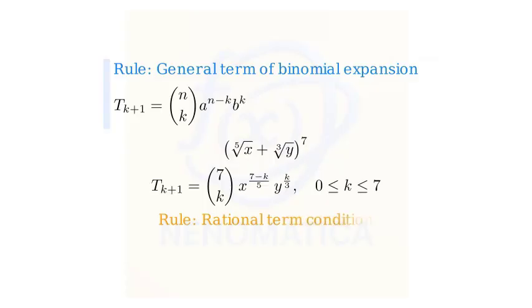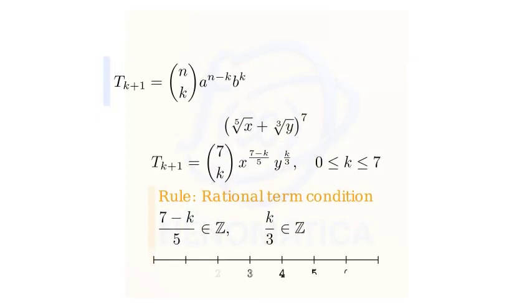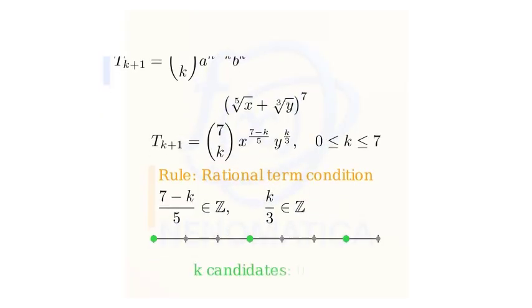Step 2. Determine the conditions for a rational term. For the term to be rational in x and y, the exponents must be integers. That is, (7 minus k) over 5 is an integer, and k over 3 is an integer. Step 3. Scan values of k. Because k over 3 must be an integer, k must be a multiple of 3.